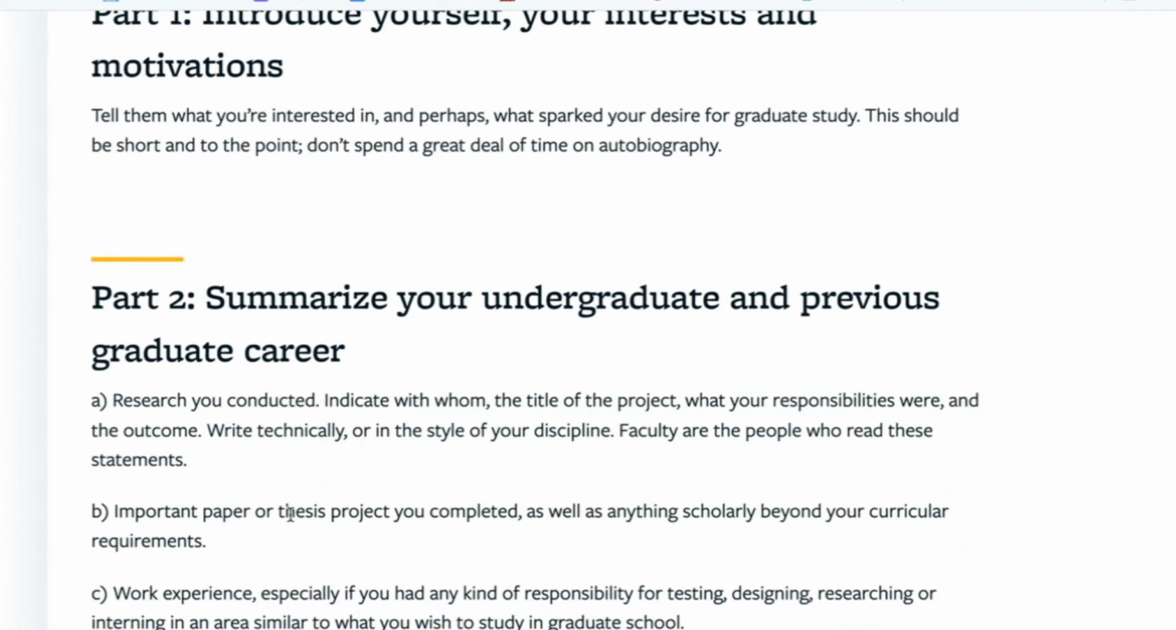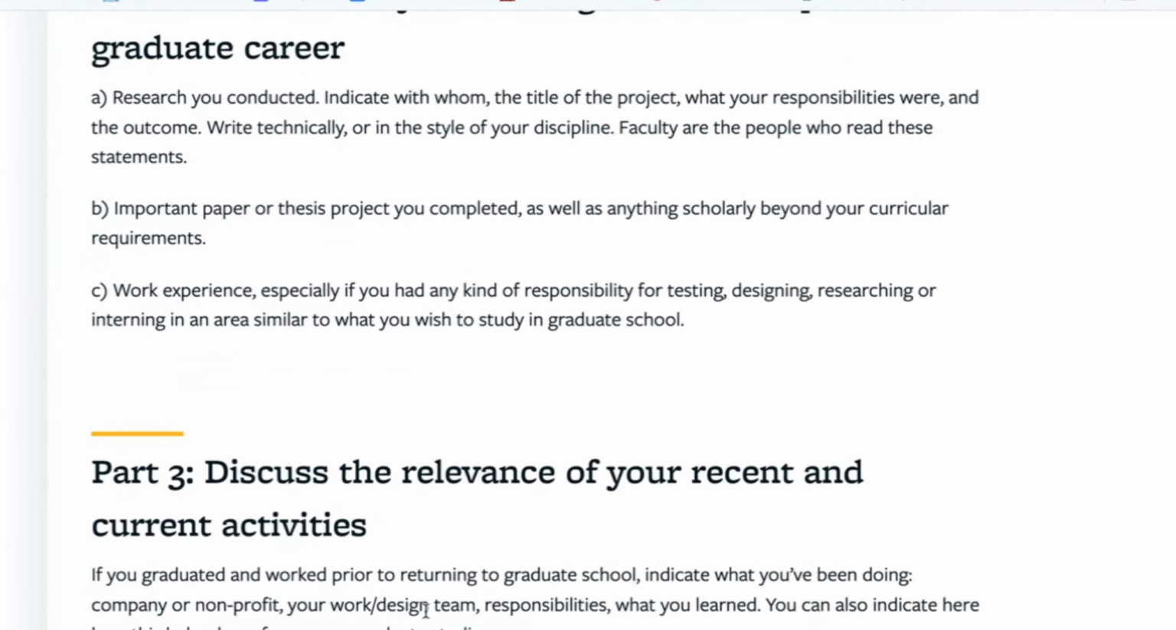Number 3, they want you to discuss the relevance of your recent and current activities. How does it relate to what is expected of you now? If you have graduated or worked prior to returning to graduate school, indicate what you have been doing, and also indicate how this has helped you to focus or to keep your interest in your graduate studies. So that one is mentioned here.